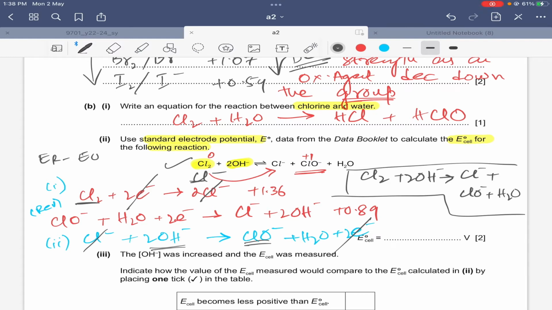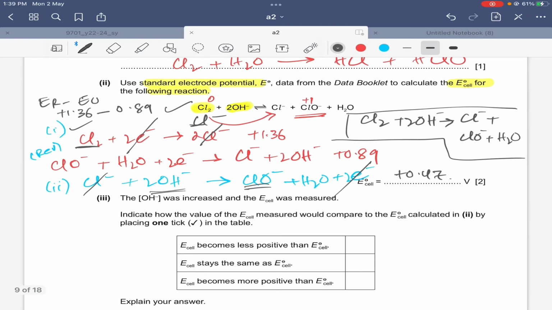So reduction is happening in equation 1. So that means plus 1.36 minus 0.89. So 1.36 minus 0.89, that would be plus 0.47 volt. Right, so this would be the E naught cell for this reaction.